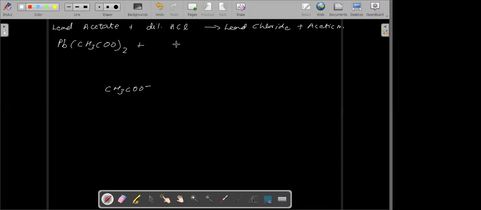HCl has the formula HCl, combining to give lead chloride. The lead chloride formula is PbCl2, plus acetic acid. The acetic acid formula is CH3COOH. Okay. Got the formula of acetic acid? Yes, sir.